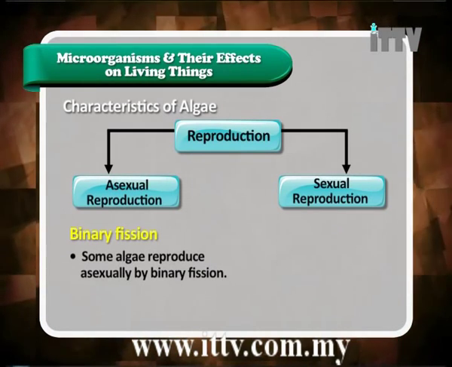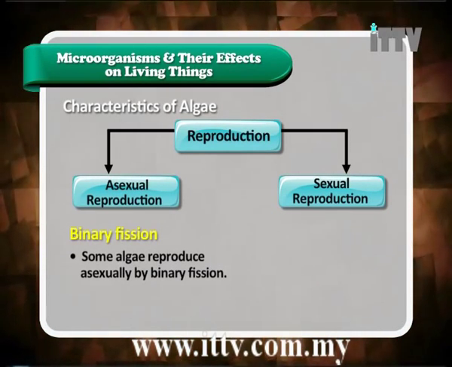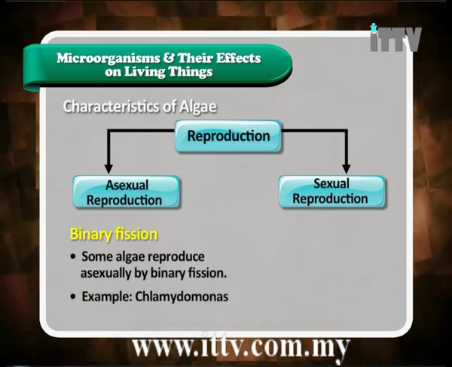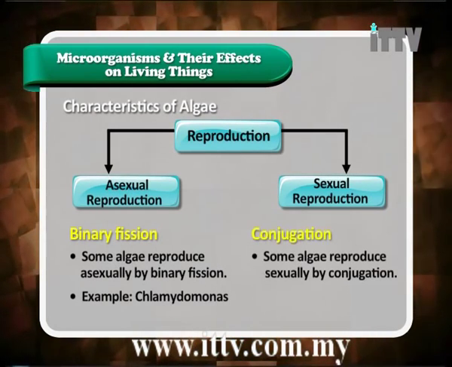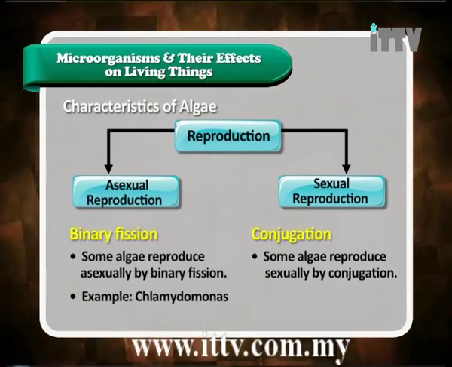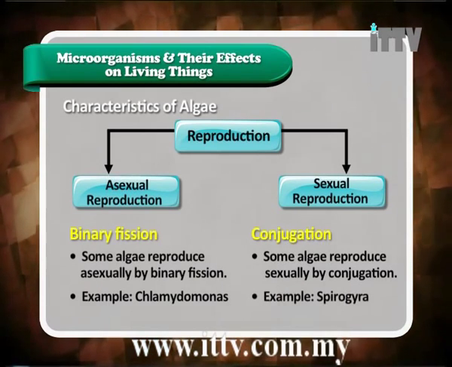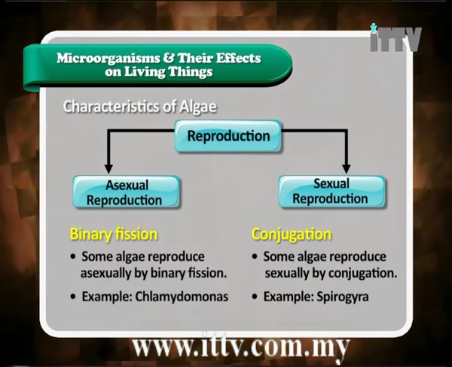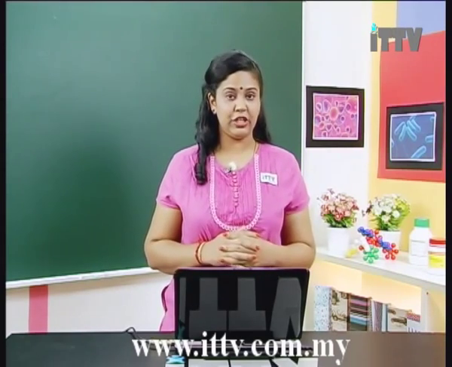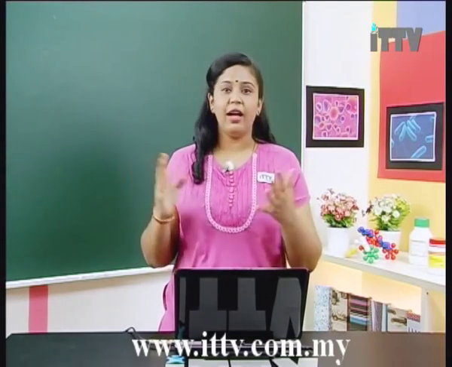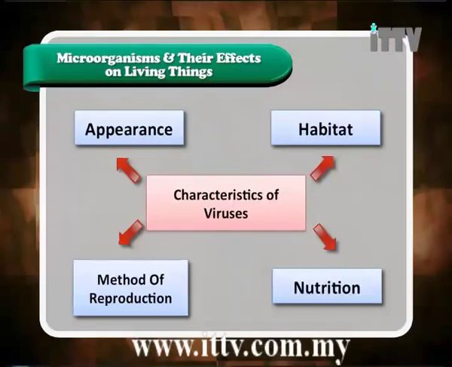Reproduction. Some algae reproduce asexually by binary fission. Examples are Chlamydomonas. Some algae reproduce sexually by conjugation. Examples are Spirogyra. So the reproduction of algae in here has two types, binary fission and conjugation, and they have different examples for each. Binary fission is like Chlamydomonas, while Spirogyra goes through conjugation.